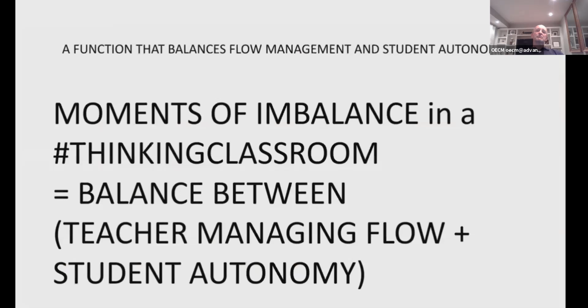I was thinking about this as a function that balances flow management and student autonomy. So moments of imbalance in a thinking classroom equals the balance between you managing flow and student autonomy. If it's only up to you, I think you're going to burn out. It's going to be so hard to run a thinking classroom if you have to get to all 10 groups and manage their flow nonstop. So you have to find moments to teach them autonomy.